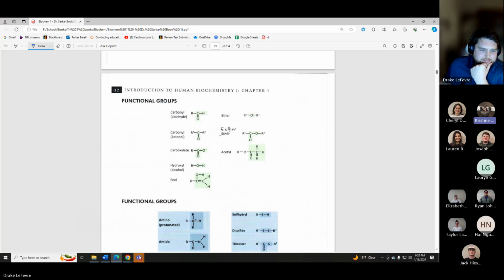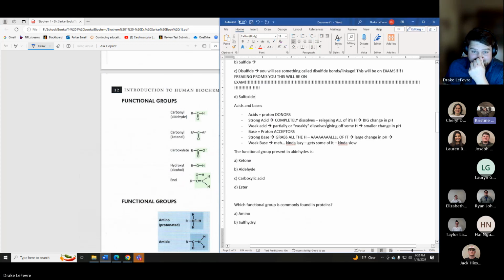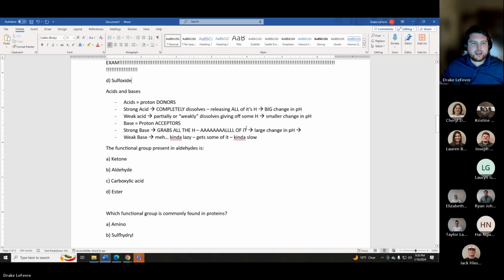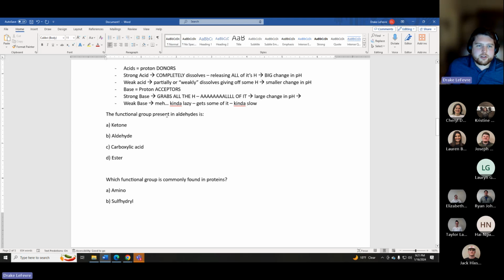In the background, I'm going through and editing the questions for the amino acids in chapter one from the book to send to you. Sweet. The functional group present in aldehydes is what? This one is a little bit tricky. I feel like this is kind of a bad question. I personally wouldn't pick it. That's the one thing with ChatGPT or any of the AI stuff: they might throw in some bad questions.